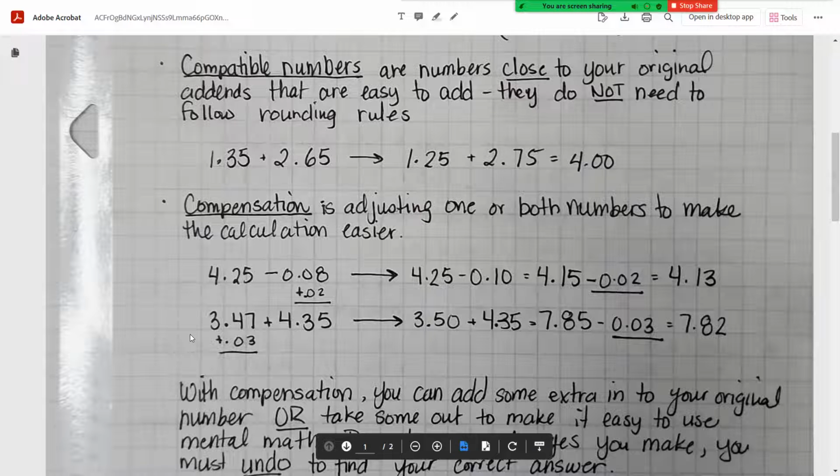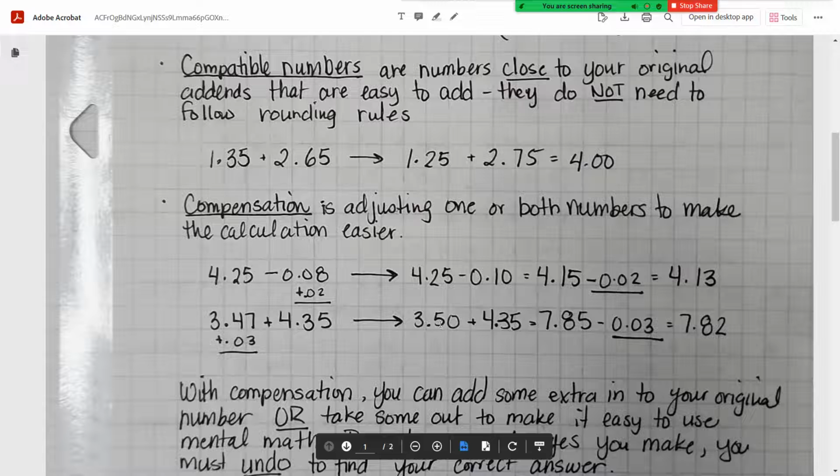Another example that I put in here is 3 and 47 hundredths, or 3.47, plus 4.35. Now 3.47 is really close to 3.50, so it's only 0.03 away. So I'm going to add 0.03, or 3 hundredths, to it. And then I'm going to do my addition.